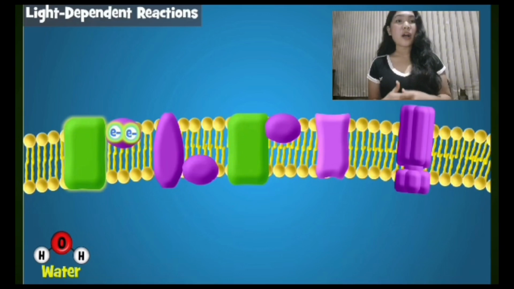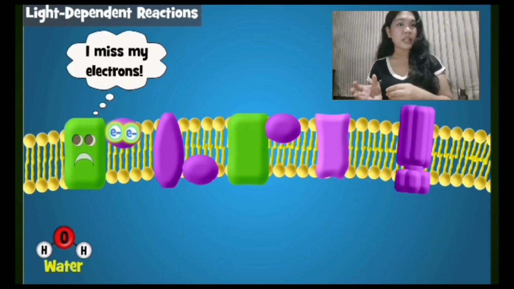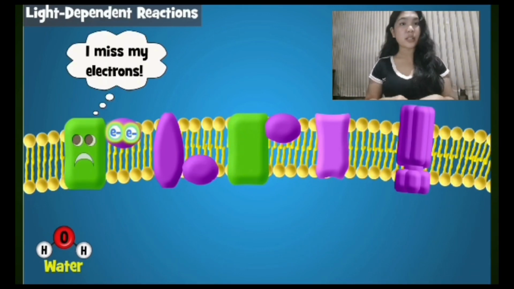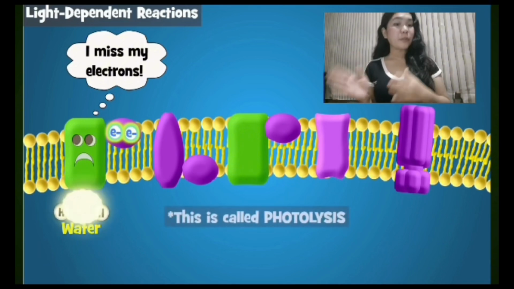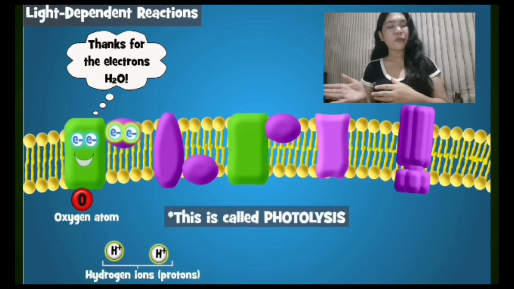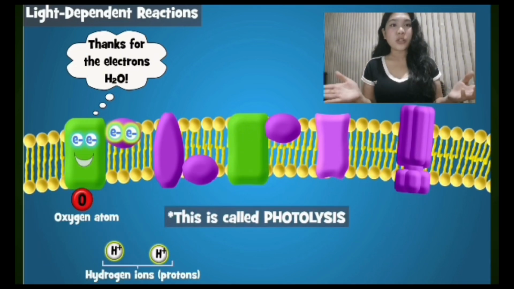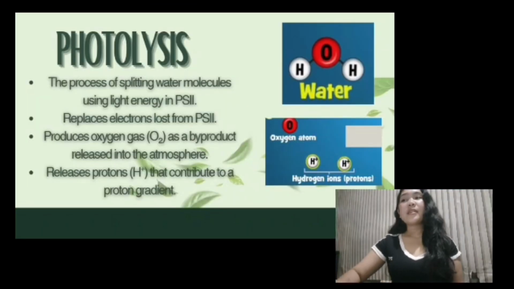Now, because chlorophyll lost electrons, it needs to replenish or replace those lost electrons. So it's going to take the electrons from water. Basically, to replace them, water is split and its electrons go to chlorophyll. This process is called photolysis. This is the process of splitting water molecules using light energy in photosystem 2. It produces oxygen gas as a byproduct released in the atmosphere. It also releases protons that contribute to a proton gradient.